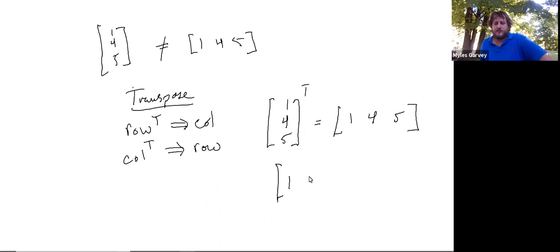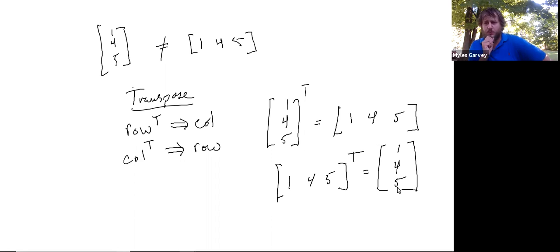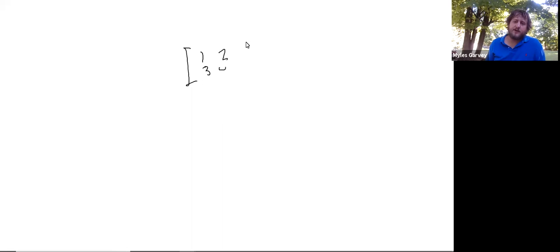And the transpose of the row vector is, of course, equal to the column vector. Okay, so transpose just flips whether or not it's a row or a column vector. If you have a matrix like the following, and you take the transpose of a matrix, what that does is switch the rows with the columns. So the first row becomes the first column, the second row becomes the second column. So all it does is just flip it.